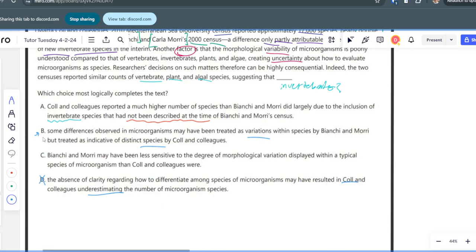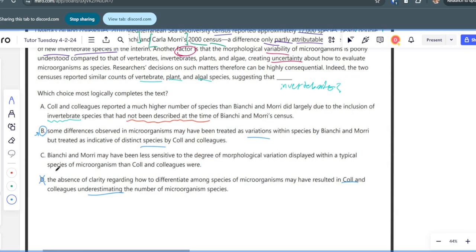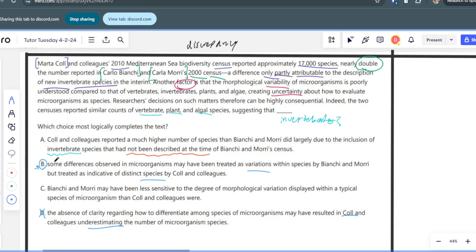So for me, the best answer choice is going to be B here. Bianchi and Mori may have been less sensitive to the degree of morphological variation displayed. Yeah, looking at some of these other answer choices, looks like B is the best. There's a much larger number of species because Cole and her colleagues are treating these each as distinct species. So that's really going to affect the counts.